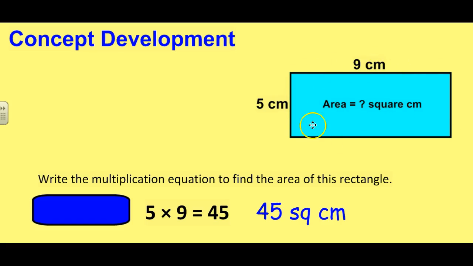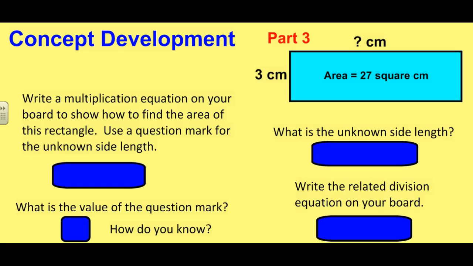So I think that we're pretty good now on being able to find the area of a rectangle just by multiplying the side lengths. Next, we're going to move on to finding what an unknown side length is, and we did this in the last lesson. So write a multiplication equation on your board to show how to find the area of this rectangle. Use a question mark for the unknown side length.